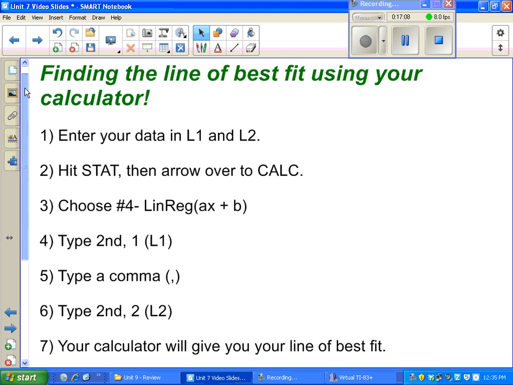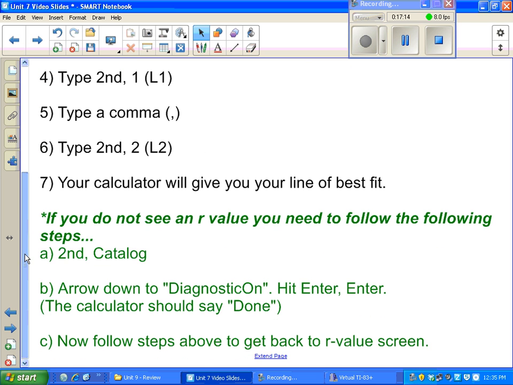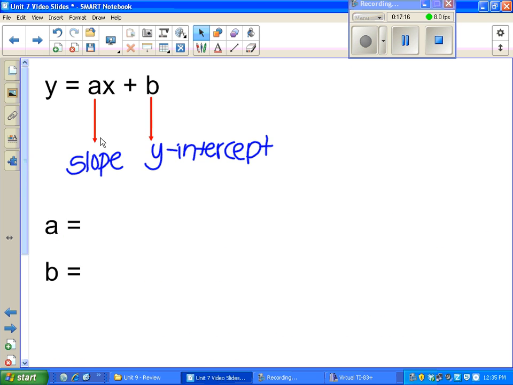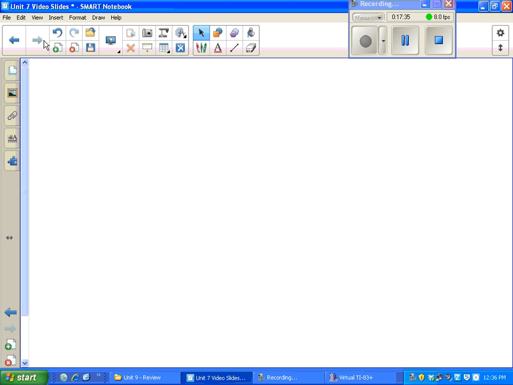Okay, here's finding the line of best fit using your calculator. We'll always give you these steps. It's also under linear regression. Remember, it's ax plus b. So you always know that they give you an a value. So maybe it's like 0.273. That always represents your slope. They give you a b value. I'm just making these up. Say it's 1.3247. And then you substitute them into the form y equals ax plus b, which is exactly like y equals mx plus b. Your calculator just calls it a and b instead of m and b.